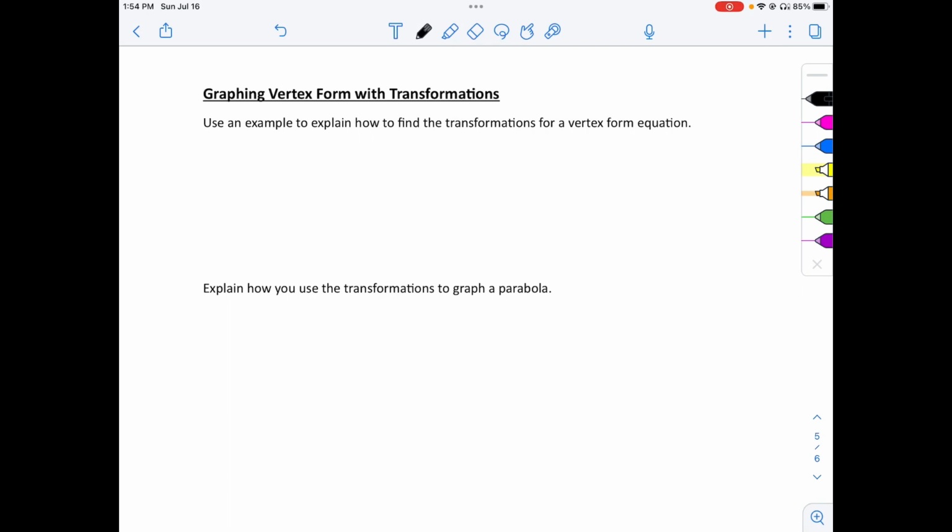Now that we know how to determine what the transformations of a parabola are from the vertex form of the equation, we can take a look at how we can use those transformations to graph what the parabola looks like by hand. Okay, so I'm going to go over again how we determine what the transformations are from the vertex form of the equation. So let's say I have y equals negative 1/2 (x minus 4) squared, subtract 3.